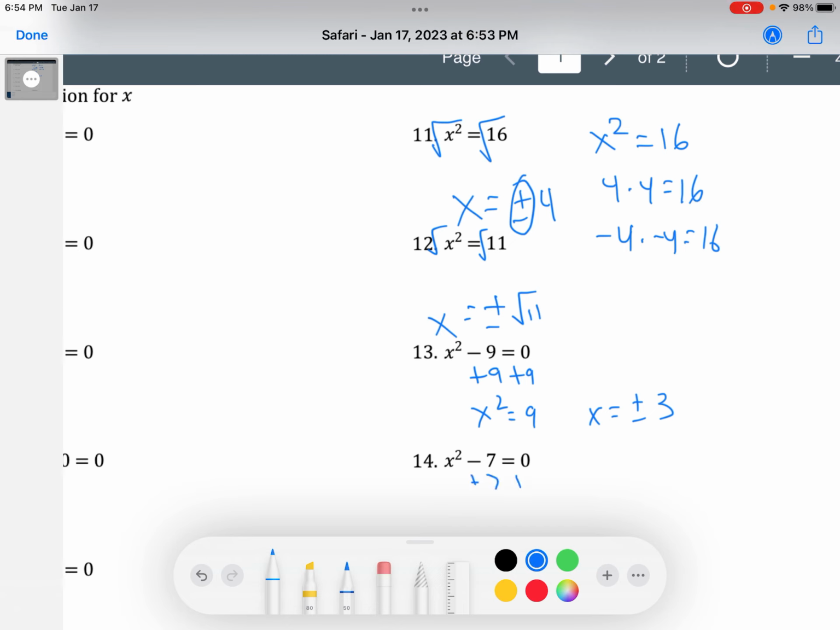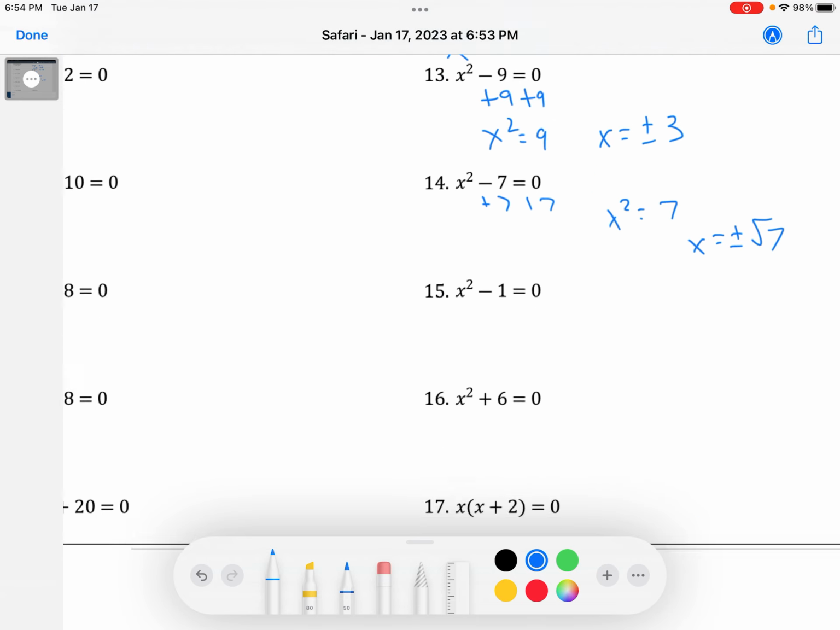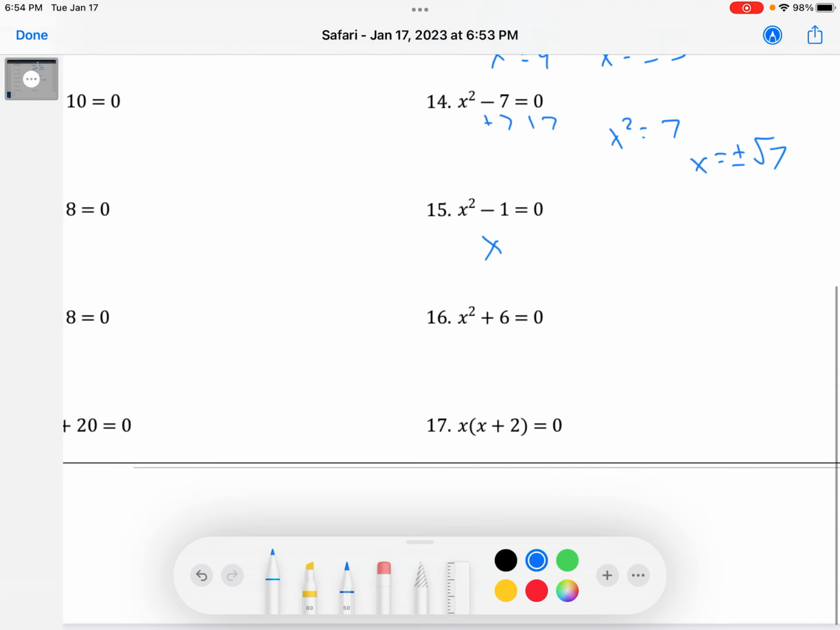Same thing here, add 7. x squared equals 7, x equals plus or minus the square root of 7. Okay, let's go down here. x squared equals 1, I just added 1 to both sides, x equals plus or minus 1.